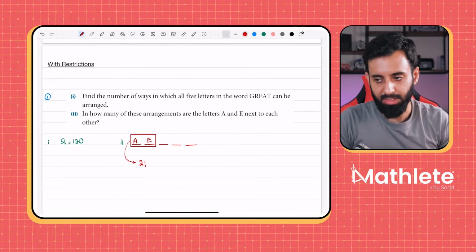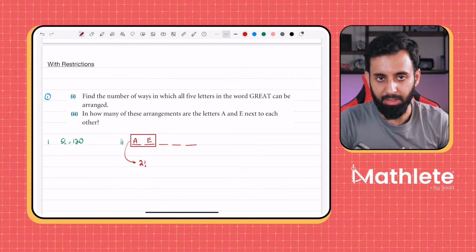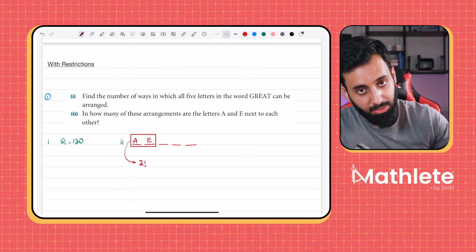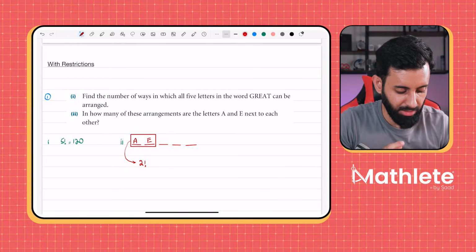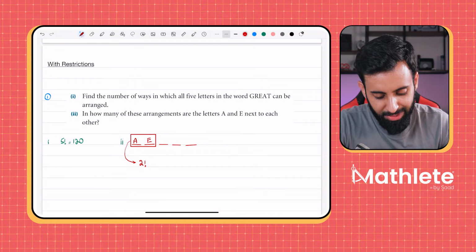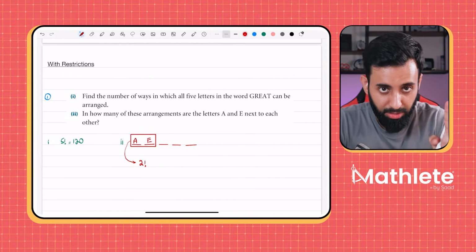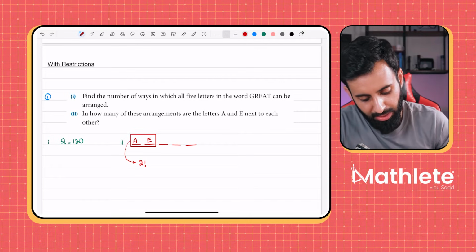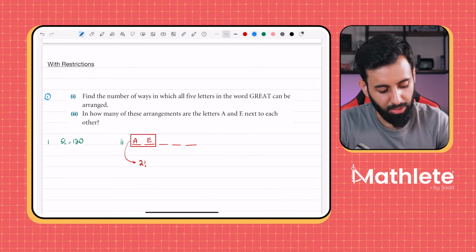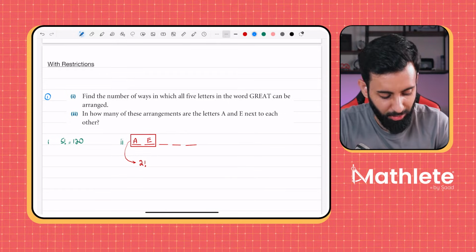But like I said, since A and E have to be together, and there's nothing in the question which says where they should be together, that means we can have AE anywhere. Okay, so how do we take that into account? Now what we're going to do is treat AE as 1 unit. If I treat AE as 1 unit, how many different objects or units do I have to arrange?